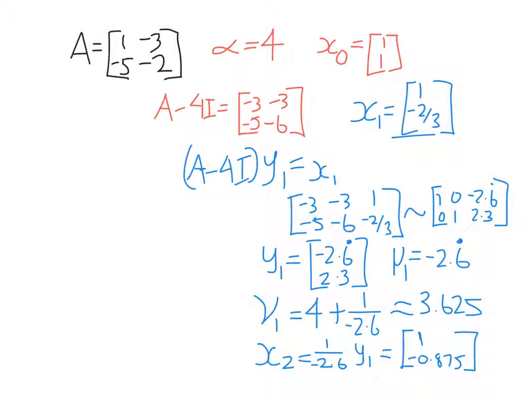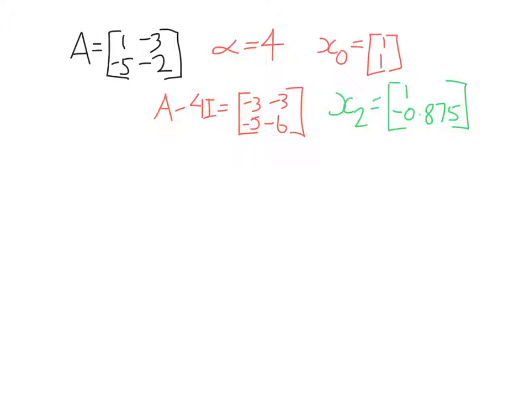So again, I'm going to get rid of what's on the screen. Please pause and copy it down if you need. I'm going to do one more iteration to get even closer to the eigenvector and eigenvalue. It turns out we're actually very close as it is. So now I need to calculate y2, so I need to solve A minus 4I times my vector y2 equal to this vector here.